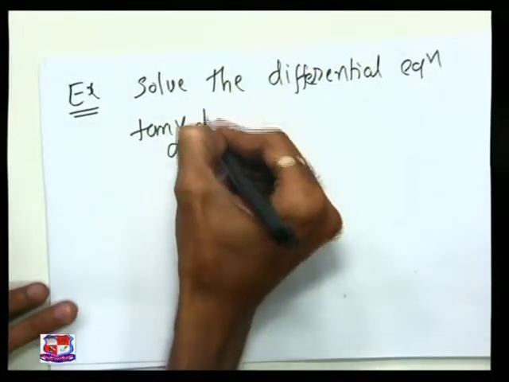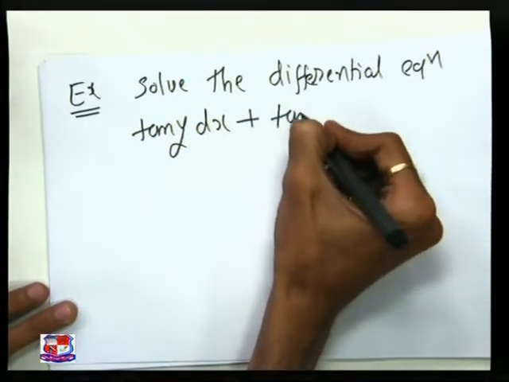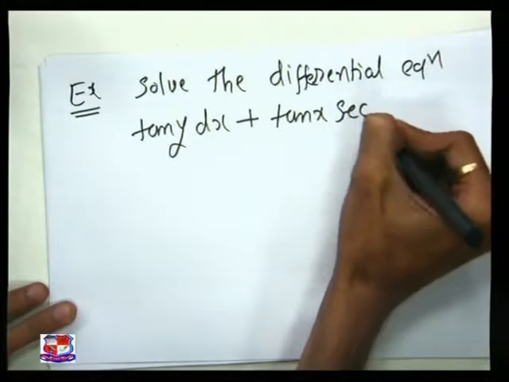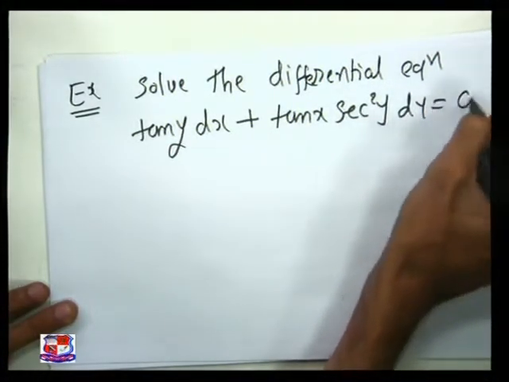10y into dx plus 10x into sec square y dy is equal to 0.